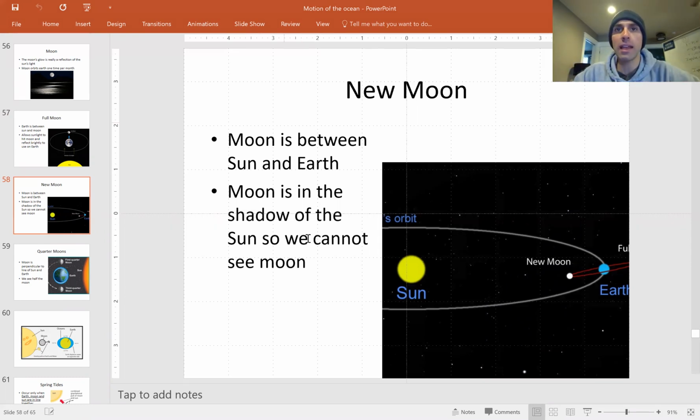So in fact, again, I want you to think about it this way. If we take a look, the sun's rays are coming out. As they come out, they light up the moon, but it's the opposite side. We cannot see that side because we are essentially on the dark side of the moon, and that's what we're looking at, the dark side of the moon. You cannot see it, so we call it a new moon.